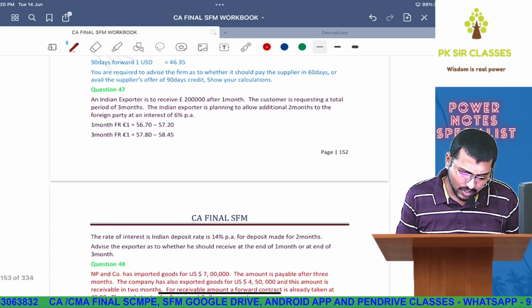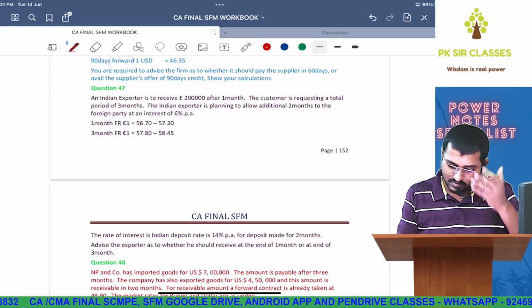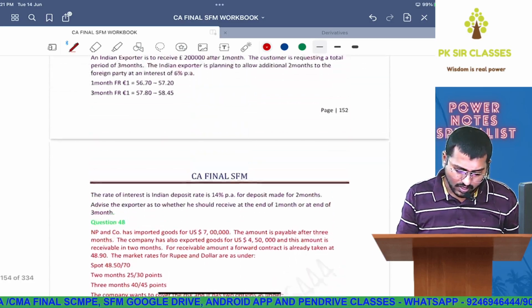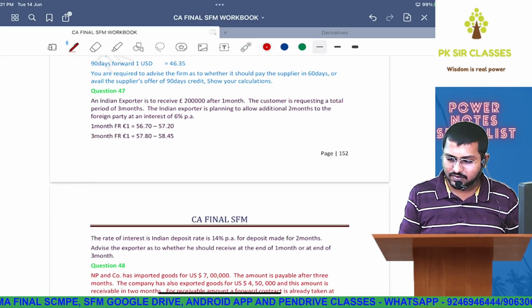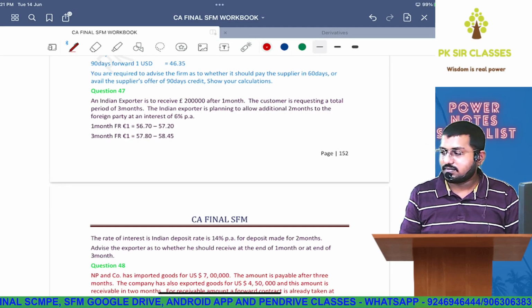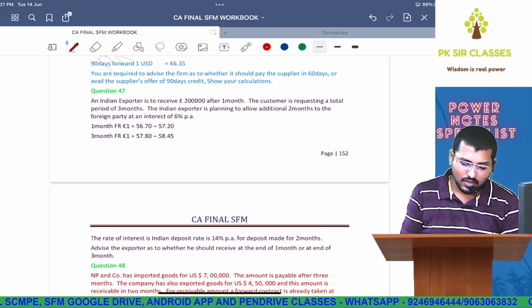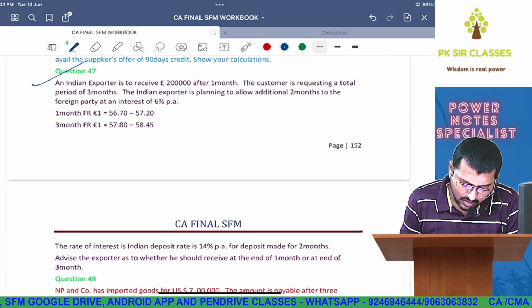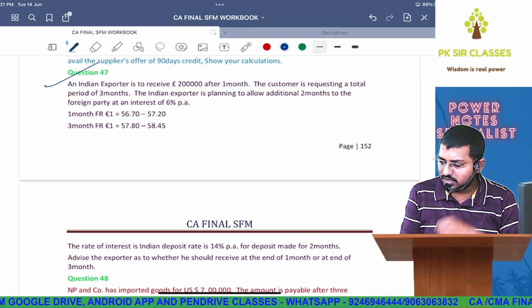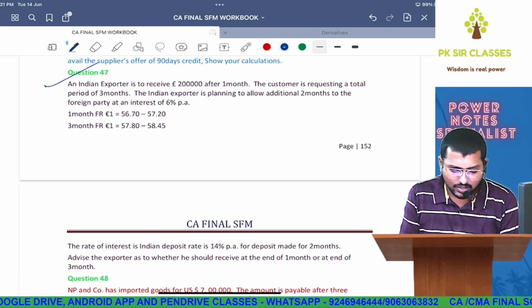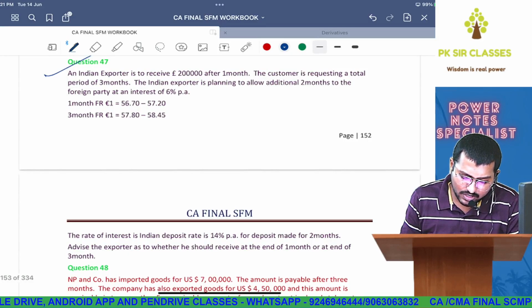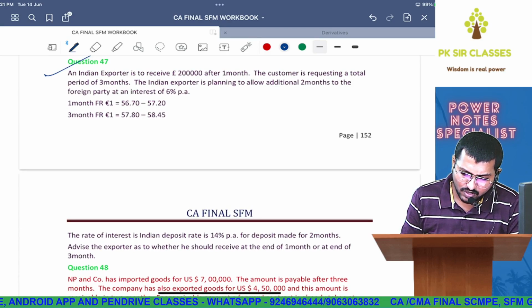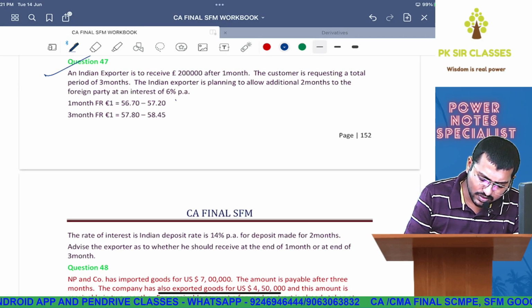Now, moving on to 47. Ready? Take question number 47. An Indian exporter is to receive 2 lakh pounds after 1 month. The customer is requesting a total period of 3 months. The Indian exporter is planning to allow an additional 2 months to the foreign party at an interest of 6% per annum. The 1 month forward rate is 56 point, which is rupee per euro, correct?